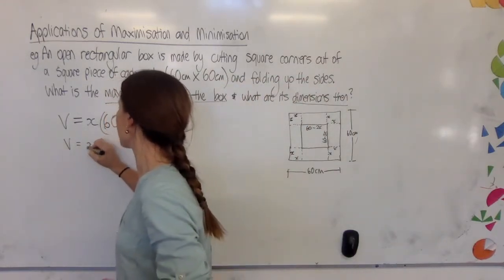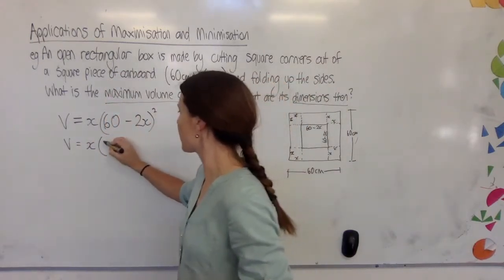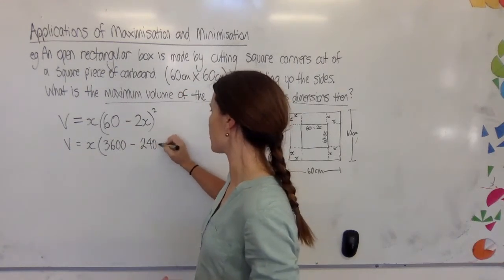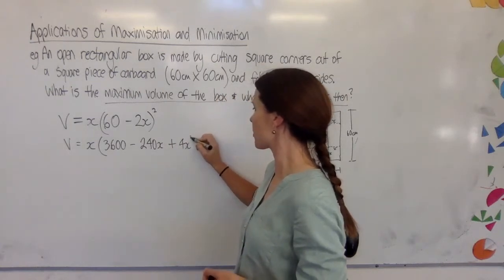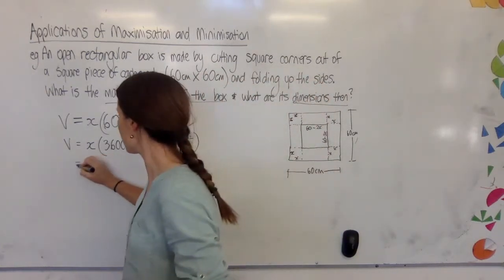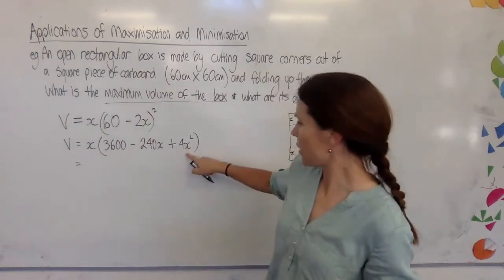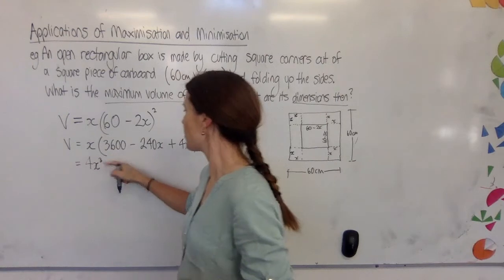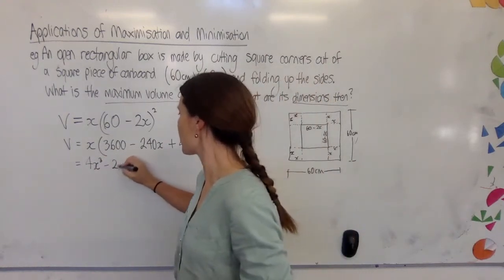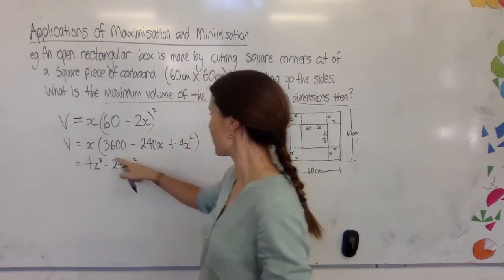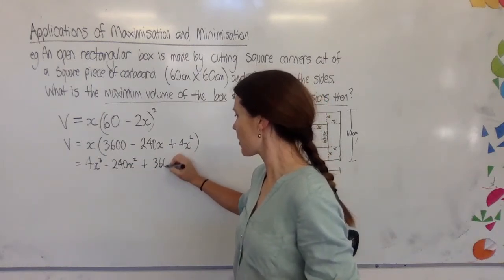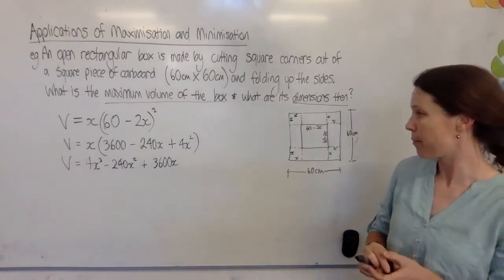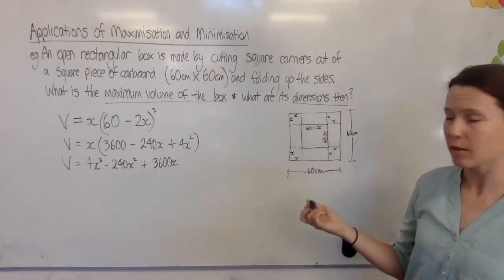I'm going to start by expanding it out. So I'm going to get 3,600 minus 240x plus 4x squared. And now I need to expand this. I'm going to start with my x cubed term, so 4x squared times x is 4x cubed, and x times this gives me minus 240x squared, and I've got plus 3,600x. So that's my volume formula based on my variable x.